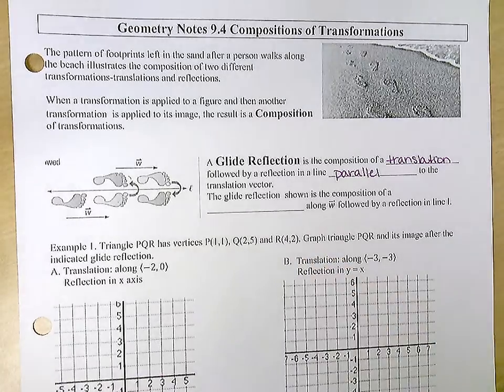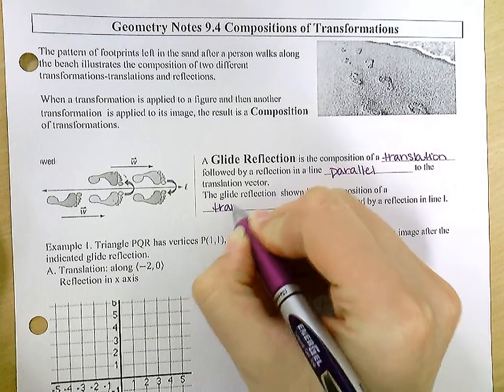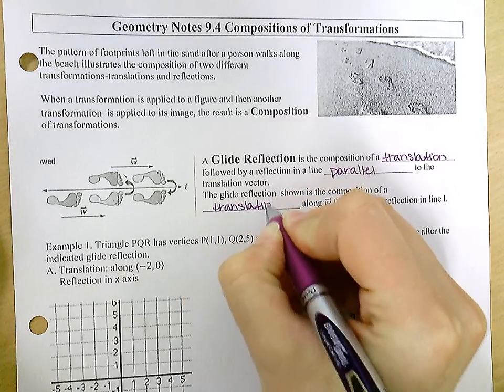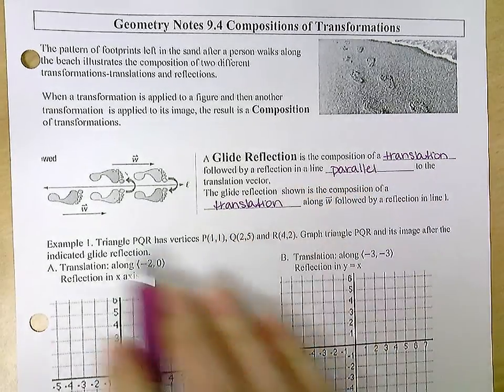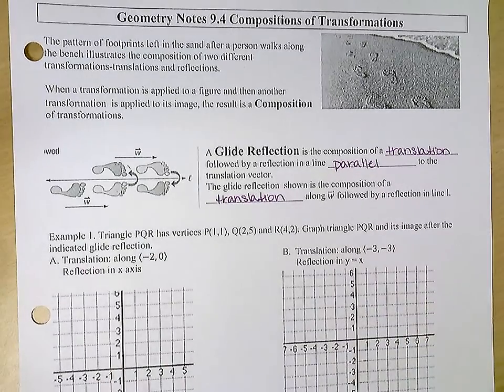So the glide reflection shown is a composition of a translation along vector W, okay, followed by a reflection in line L. Okay, so it keeps doing that motion to create this pattern. I know that's not how you walk. You don't translate your foot over and reflect it. It's just a pattern that they're showing how you can make that pattern.